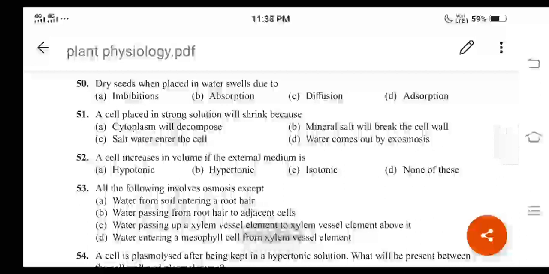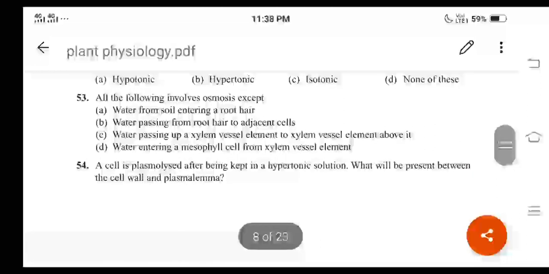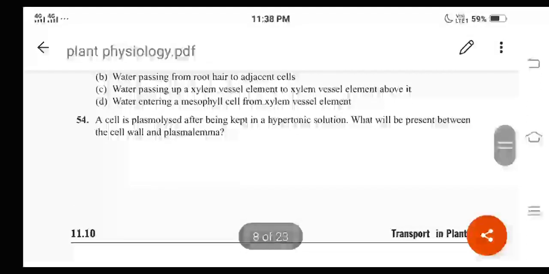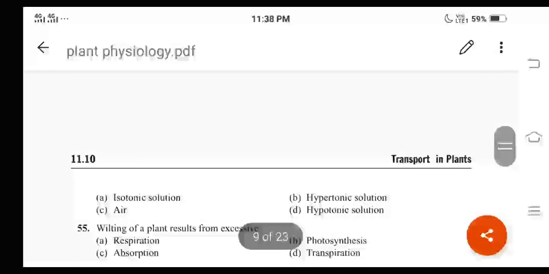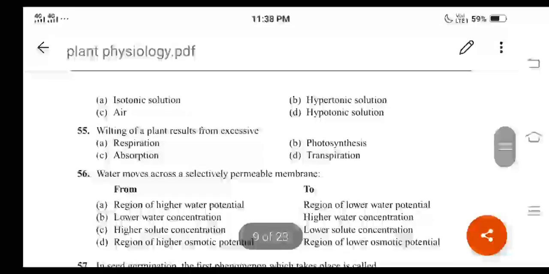Okay, then next one, 54. A cell is plasmolysed after being kept in hypertonic solution. What will be present between the cell wall and the plasma lemma or plasma membrane, right? The different options are like this.